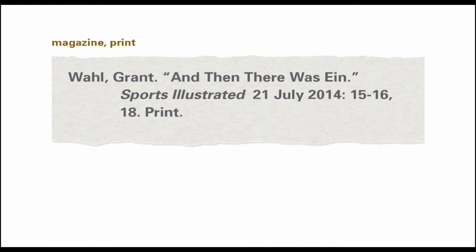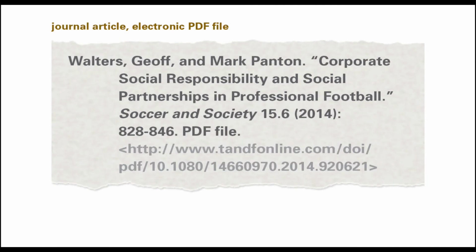The months May, June, and July are spelled out. The others are abbreviated in MLA style. Like a magazine article, the title of a journal article is set within quotation marks, and the title of the journal is italicized. The volume and issue numbers of the journal follow the name of the journal. 15.6 for volume 15, issue 6. The year of publication in parentheses, then a colon and the pages of the article.